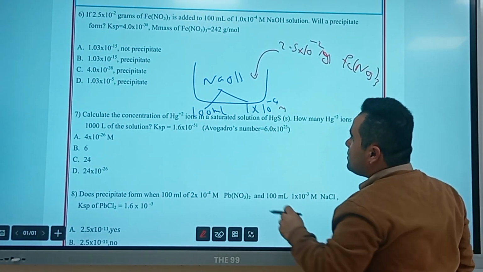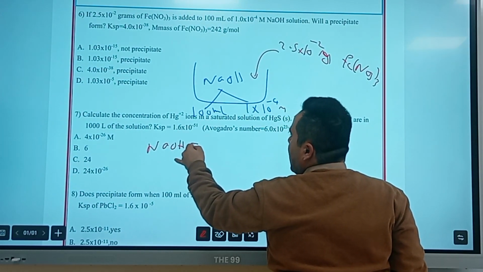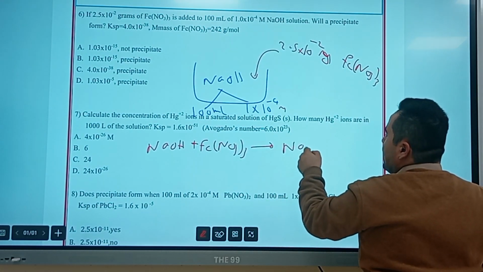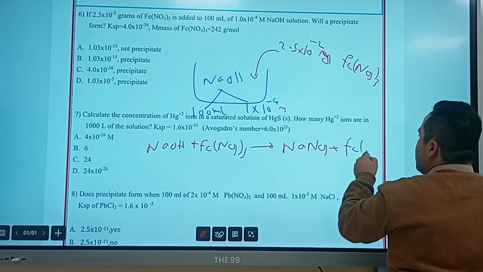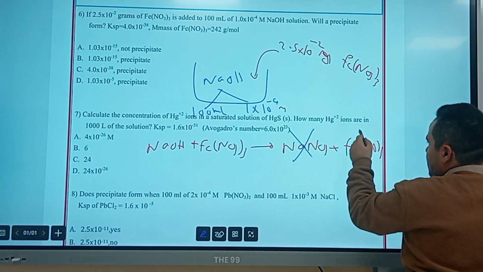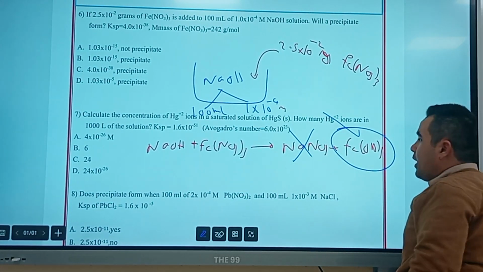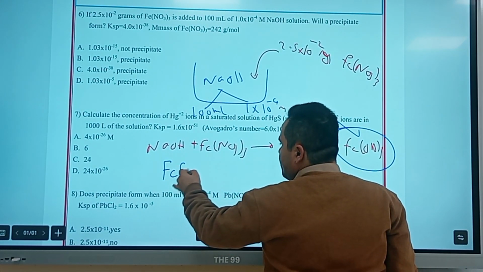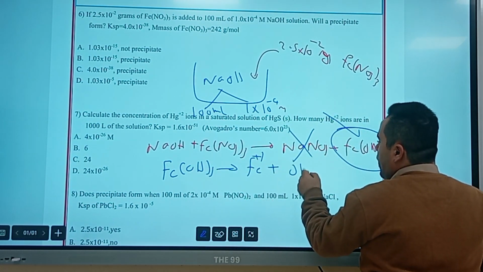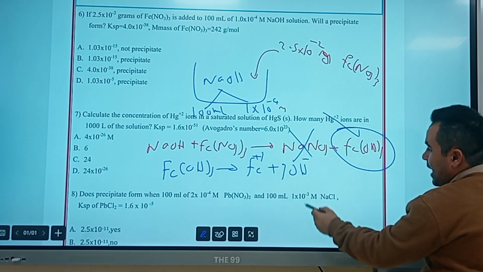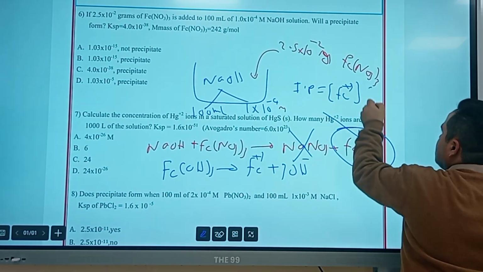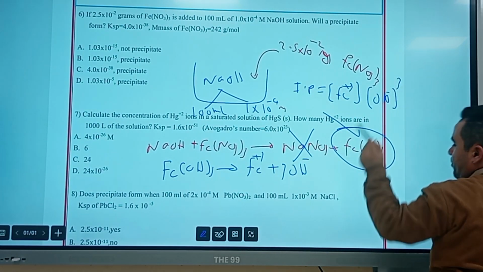When we mix these two, guys, NaOH plus FeNO3 by 3, we will get what? NaNO3 plus FeOH by 3. Which one is soluble? This one. The other is insoluble. So we will calculate the IP for iron hydroxide. FeOH by 3 will produce Fe positive 3 plus 3OH negative. And the IP equals the concentration of Fe multiplied by the concentration of hydroxide cubed.